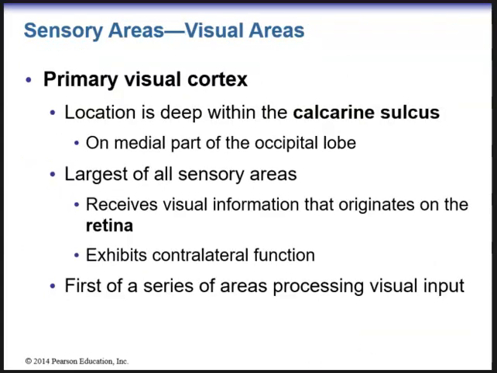The primary visual cortex is located deep within the calcarine sulcus. This is the medial part of the occipital lobe. So if you think of visual cortex, think of the occipital lobe. That's where it's located. This is the largest of all the sensory areas, receives visual information that originates in the retina and exhibits contralateral function. So if we're receiving information, for example, from the left eyeball, it will go towards the right primary visual cortex. So we have that optic chiasm that allows those fibers to cross over and go to the other side.